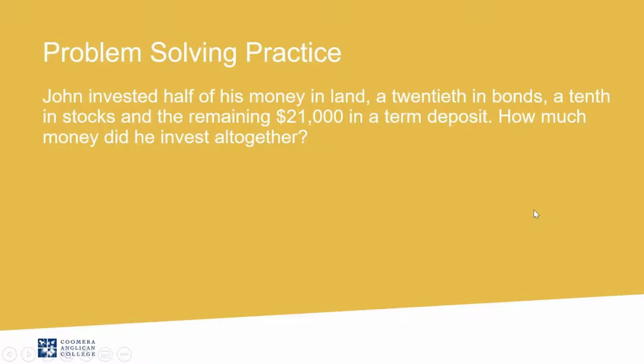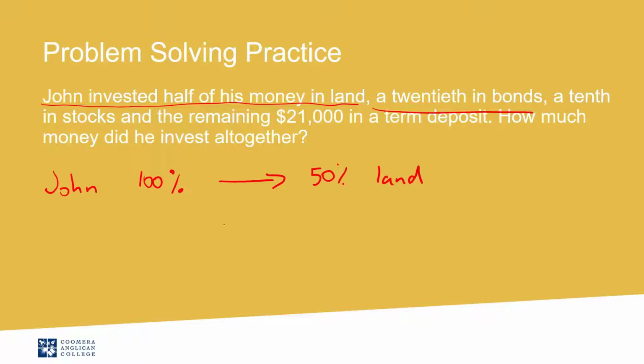All right, so with this one here, John invested half of his money in land. So John here has 100% of his money and he's going to put 50% of it into land. A 20th in bonds. So then he's going to put 1/20th into bonds. And 1/10 into stocks. So he's putting 1/10 into stocks.